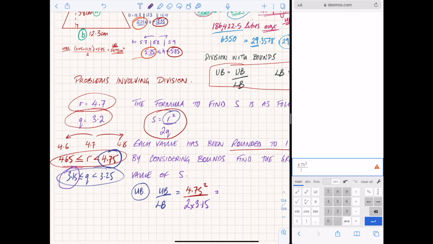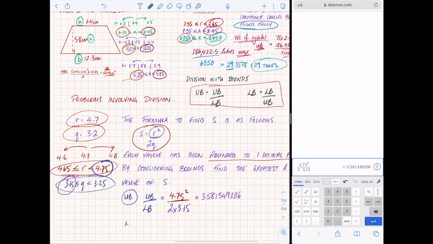So 4.75 squared divided by 2 times 3.15. Okay, when I work that out, and you can see what I've done on the right hand side there, it gives me 3.581349206. I'm writing all those digits down so I know I'm not going to mess anything up or make any mistakes. So that is my upper bound.